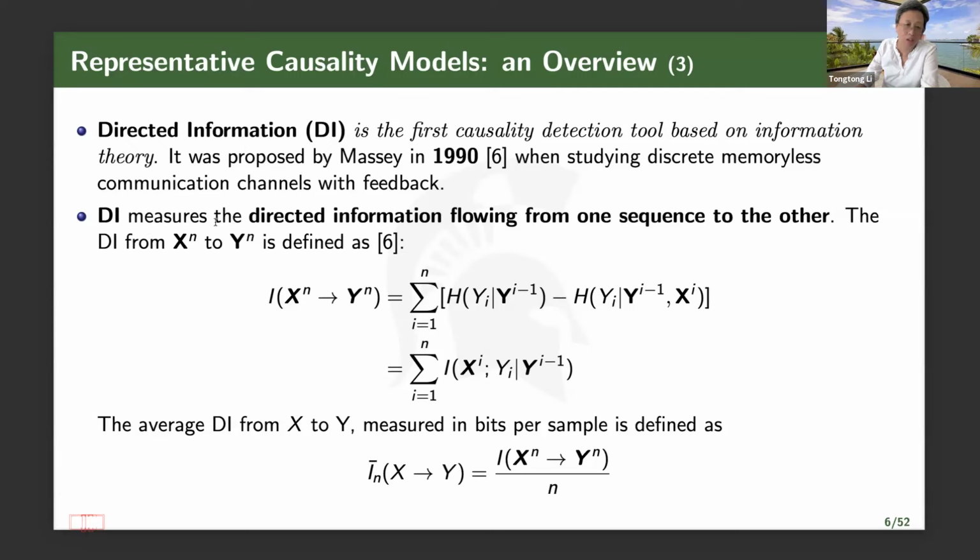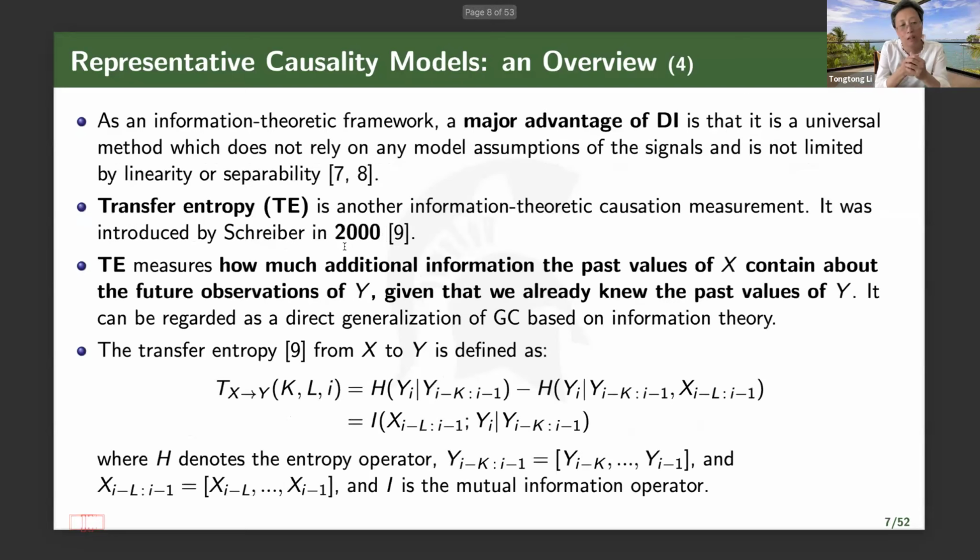So directed information mirrors the information flow from one series to the other. Basically, how much information is flowing from one brain region to the other. And the major advantage is that it's a universal model. It does not have any assumptions on signals, so it's not limited by linearity, or by X and Y having to be separable. It does not have that disadvantage.